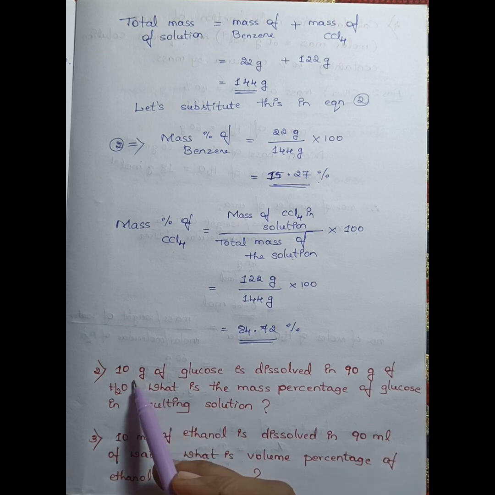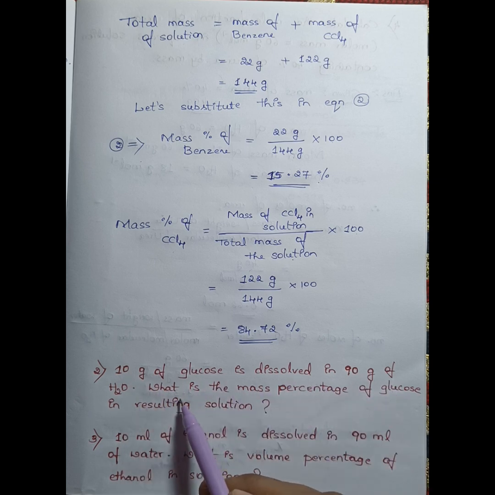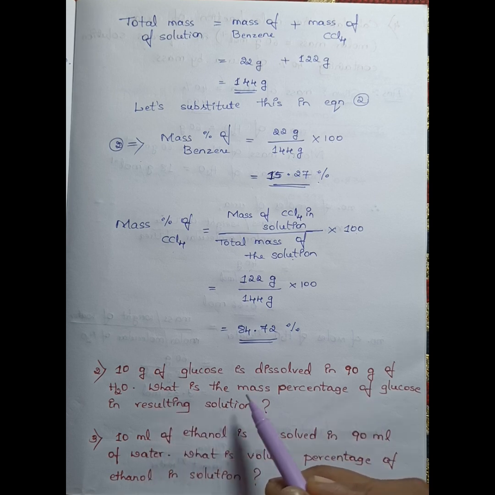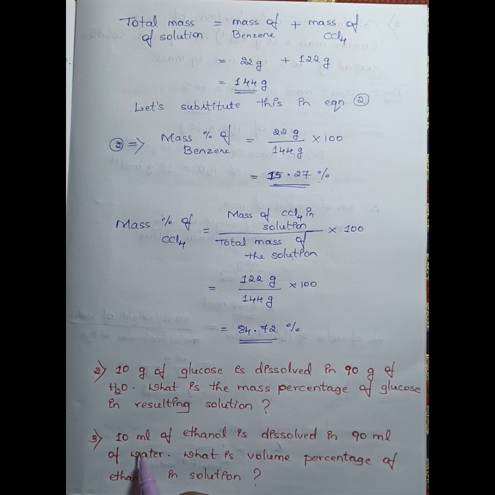Okay, I hope you have understood this problem, and please take down these two questions as homework. The second question is: 10 gram of glucose is dissolved in 90 gram of water. What is the mass percentage of glucose in the resulting solution? This is solved the same way as this one. And next one: 10 ml of ethanol is dissolved in 90 ml of water. What is the volume percentage of ethanol in solution? Here you have to use the volume percentage formula. Okay, guys, try to solve this. If you find it difficult, please put a comment. I'll solve it in the next video.